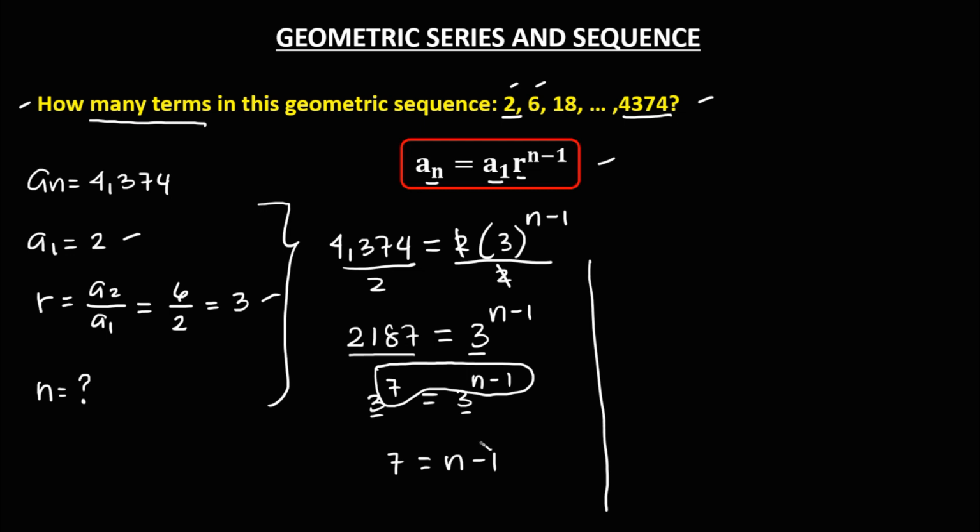Then to solve for n, transpose this negative 1. So that's 7 plus 1 equals n. So therefore, n is equal to 8. So this sequence has 8 terms.